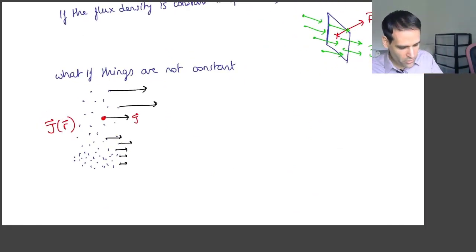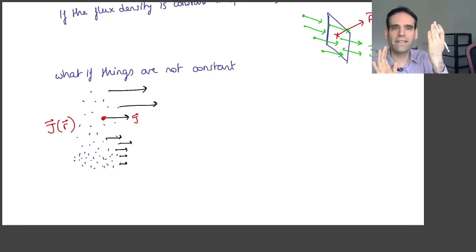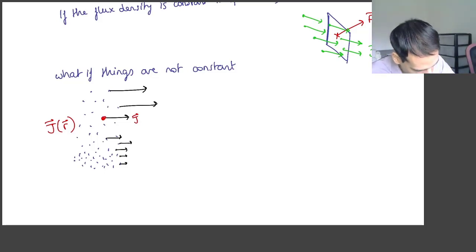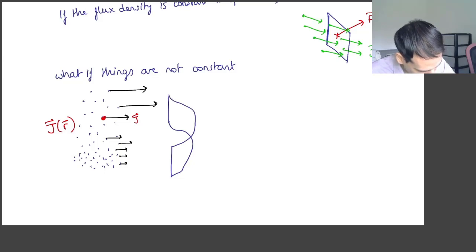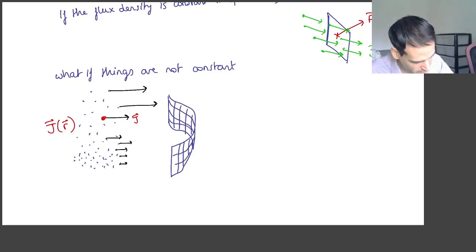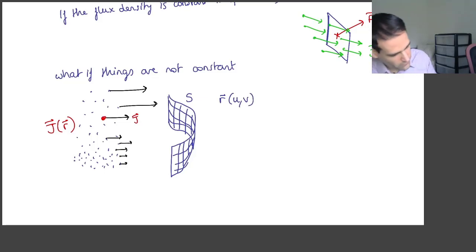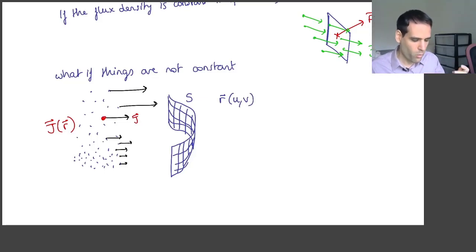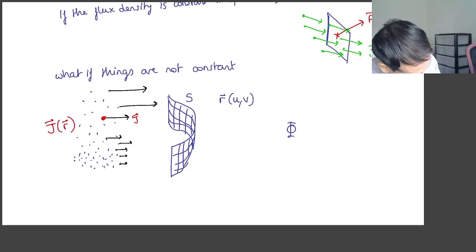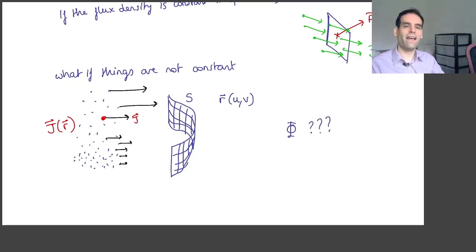Now you want to calculate the flux over a certain surface. And maybe this surface is no longer a rectangle. Maybe now I want to do a weird curved shape, something like this. So my net is now some curved surface, S, which we parameterize using r of u, v. So a parameterized surface. So now what is the flux here? How are we going to calculate this flux?